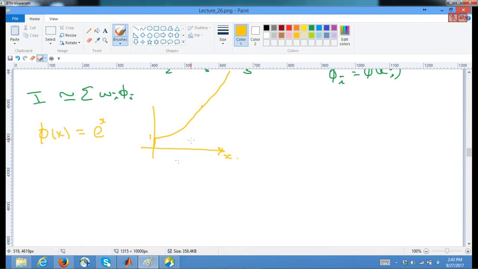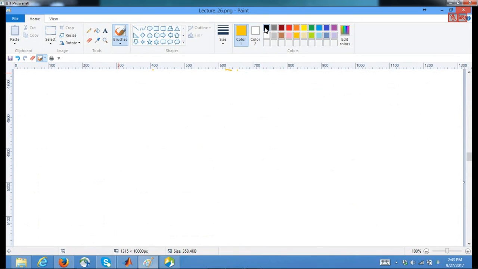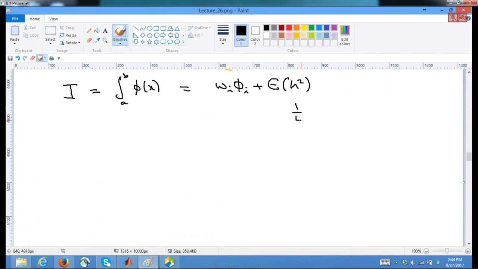So now people ask, how good is this quadrature? There is an error associated with this. So let me rewrite it in a simplified manner. I am saying that the integral is equal to the sum of wi phi i plus some error, and the order of error in the previous case, the trapezoidal, is h square. That means if I decrease my h by half, my error would diminish as 1/4.